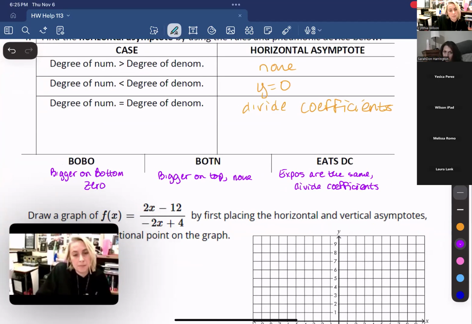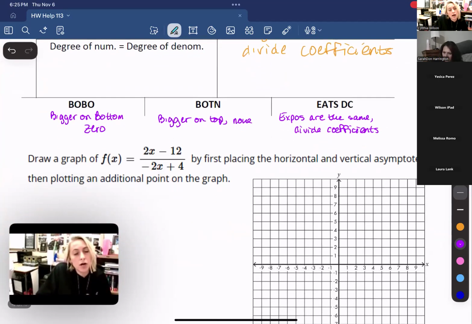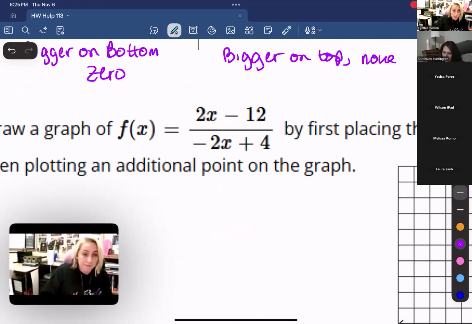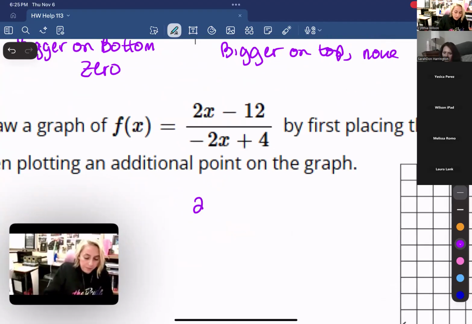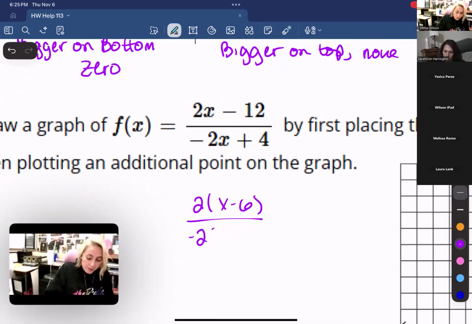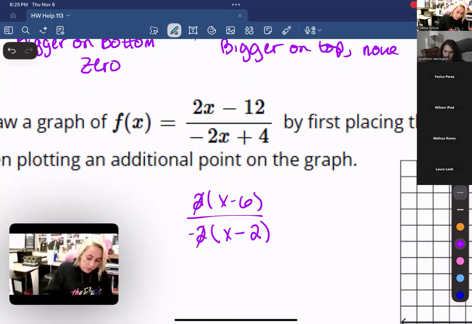All right, so draw a graph. Here's a rational function. The first thing I want to do is factor it and see if anything cancels. Your numerator has a GCF of 2. Your denominator has a GCF of -2. And it looks like the only thing that's going to cancel are your 2's.